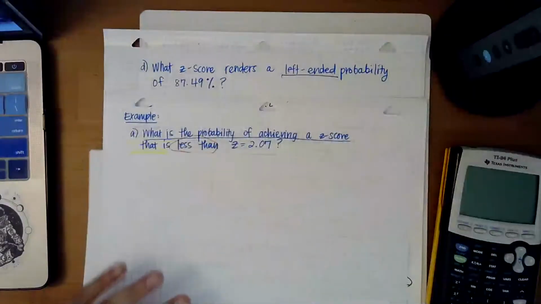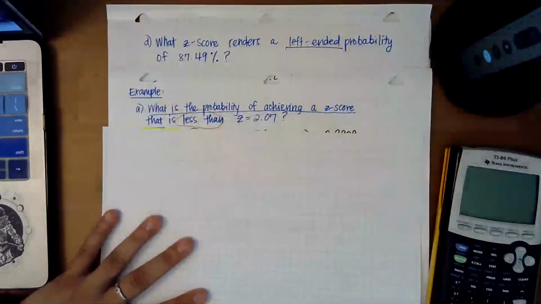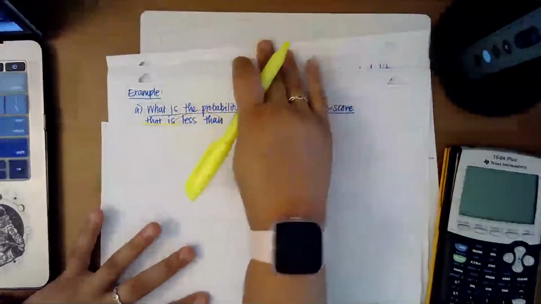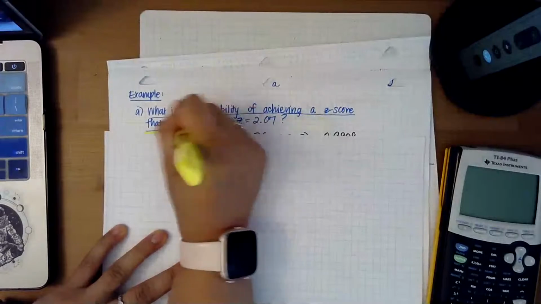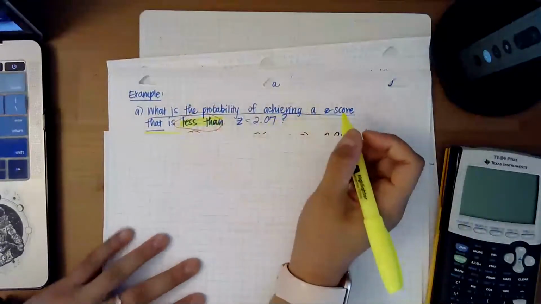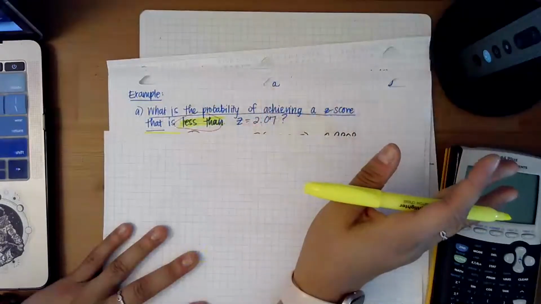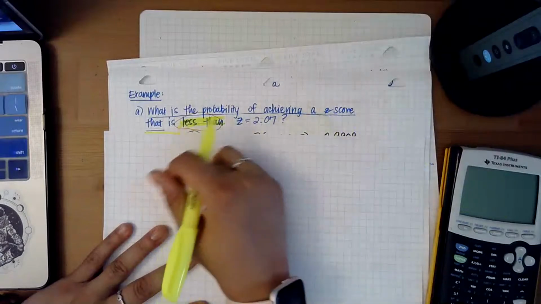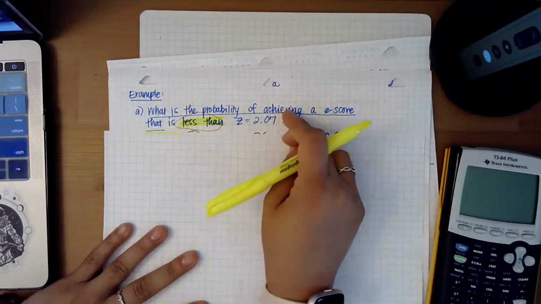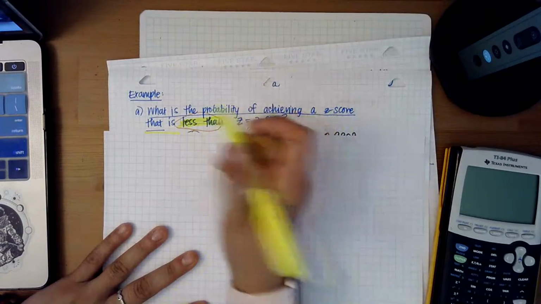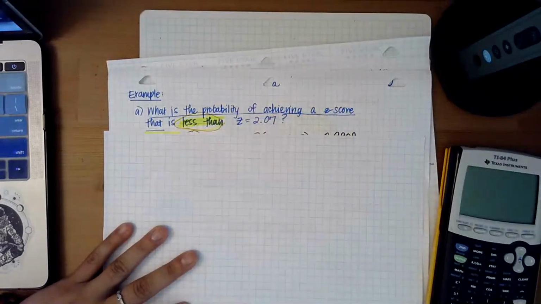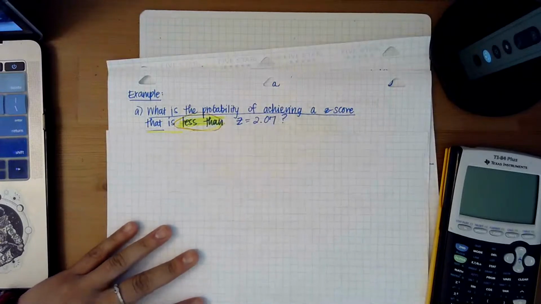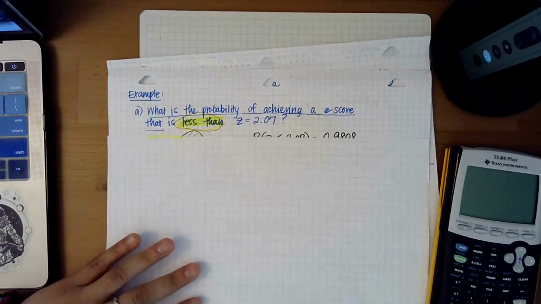Okay, so let's look at a probability now. An example: what is the probability of achieving a z-score that is less than, again, very important, 2.07? So the best thing we can do here is draw, identify the z-value, shade based on the requirements, and then verify, find the value on the z-table, and then write the sentence.